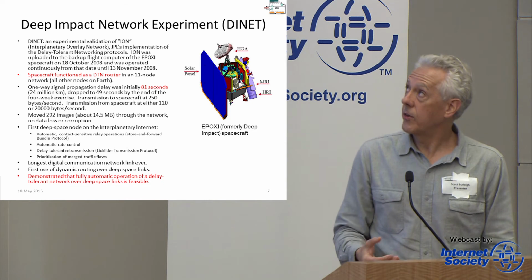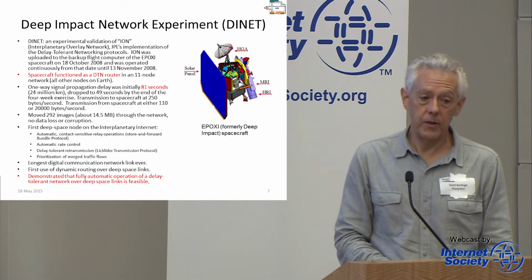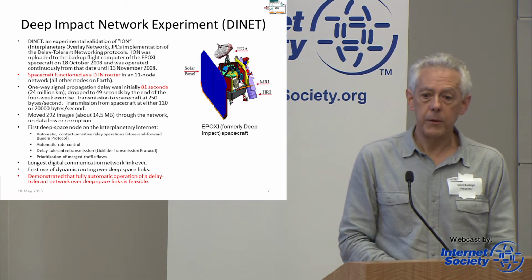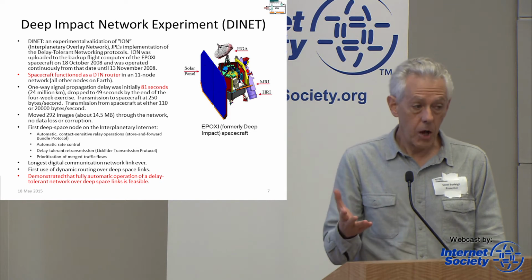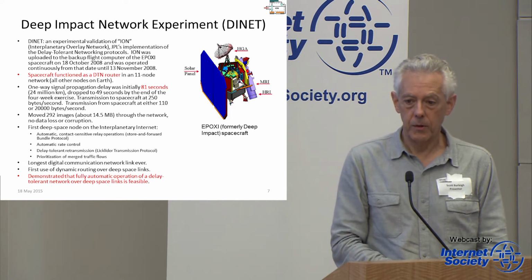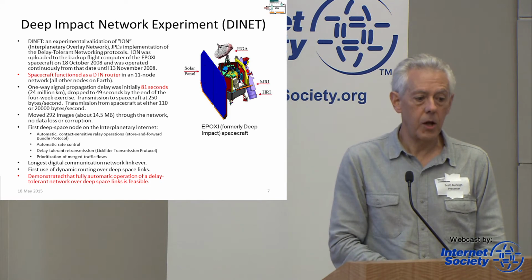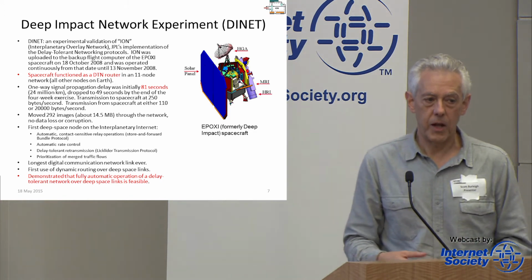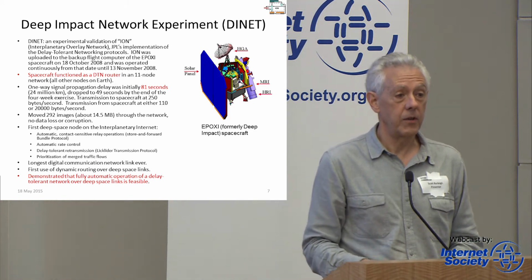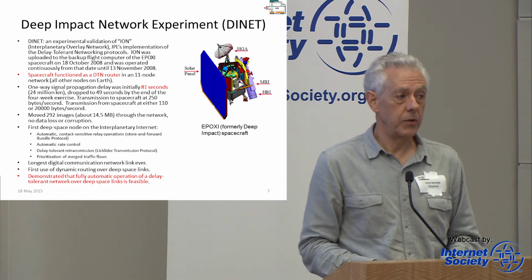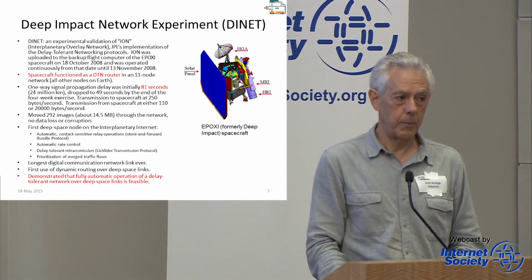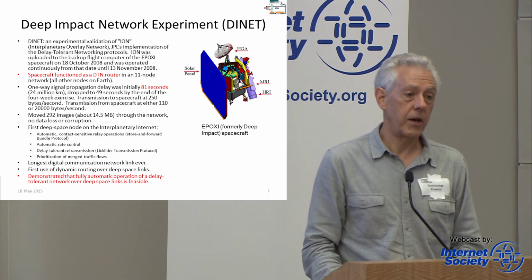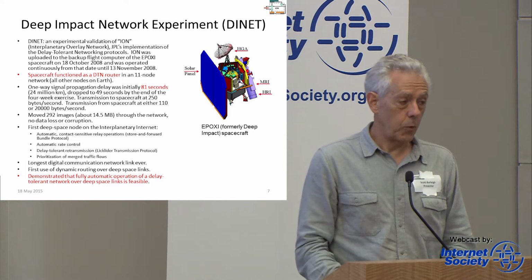First major demonstration of the ION code was in the Deep Impact Network experiment we did in 2008, where the Deep Impact mission, a comet mission, had been repurposed to explore another comet. That is, Deep Impact was two spacecraft. There was an impactor that crashed into a comet. There was a flyby that took pictures of that, and then the flyby survived, went on to visit another comet, and while it was en route to another comet, we borrowed it for about 2 months and loaded the ION software onto the spacecraft and operated it as a router in deep space.